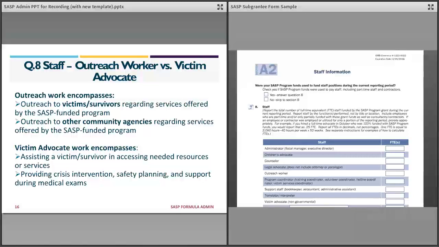We do want to emphasize that there is a difference between outreach to victims and direct victim advocacy. The majority of SASP-funded staff time is most likely going to be in victim advocacy, but if you have subgrantees conducting targeted outreach activities to try to let programs or survivors know about their services, that does count as staff time that you can report as outreach here.